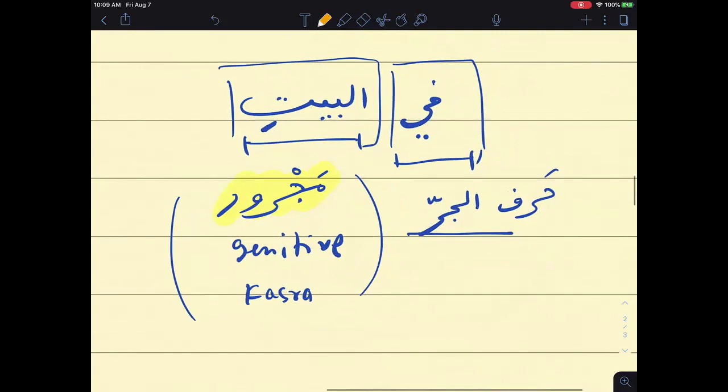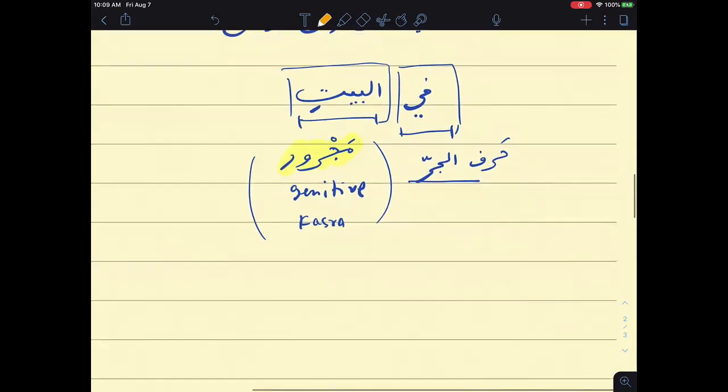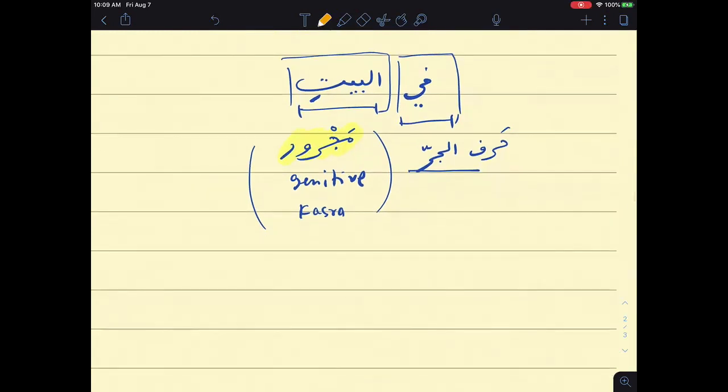Okay, so fi is a preposition. Just think about fi. You have a preposition, which is harf jar. You have a fi, which is a jar, and then after the fi it will be majrur. That means you'll put kasra. So for clarity: after a preposition, you think kasra. Good.